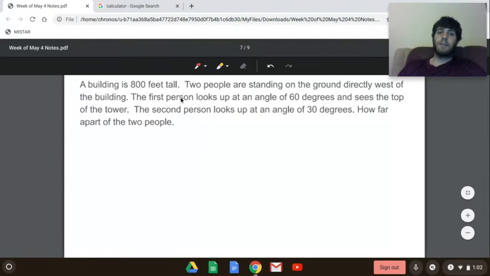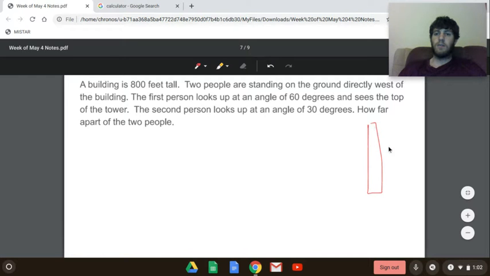So a building is 800 feet tall. Two people are standing on the ground directly west of the building. The first person looks up at an angle of 60 degrees and sees the top of the tower. The second person looks up at an angle of 30 degrees. How far apart are the two people?